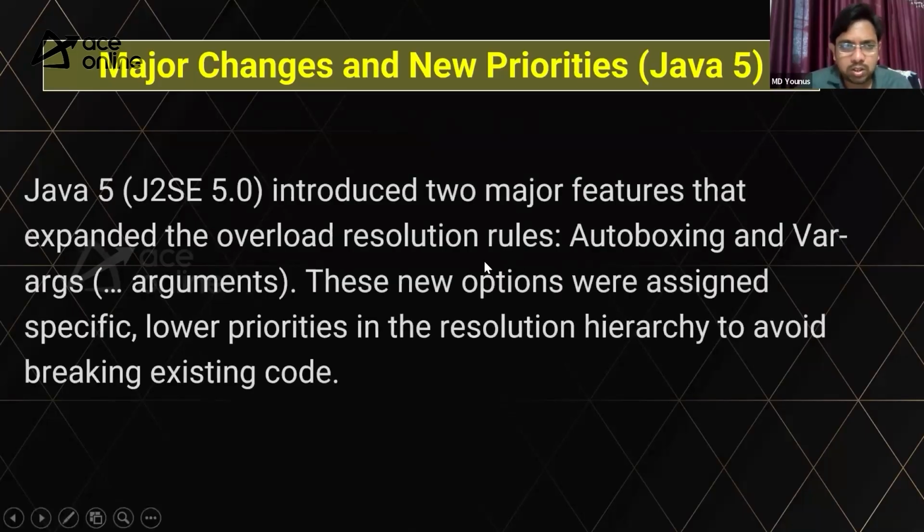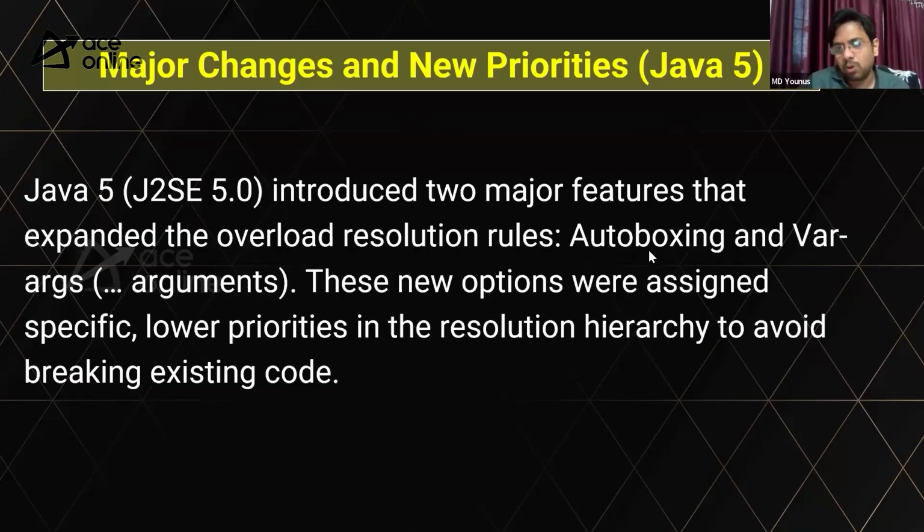Majorly Java 5, which is also called J2SE, Java 2 Standard Edition 5.0, introduced two major features that expanded the overloading resolution rule. One is called auto boxing. Today we will be talking about what is auto boxing, auto unboxing, and the other concept we will be talking about is variable length argument. Both are very important. So let us talk about what is auto boxing and auto unboxing.